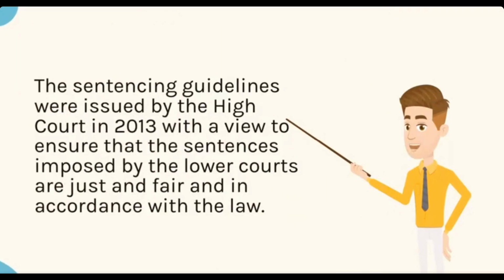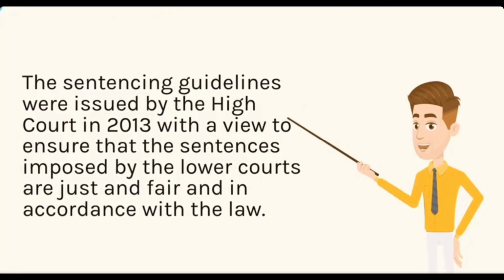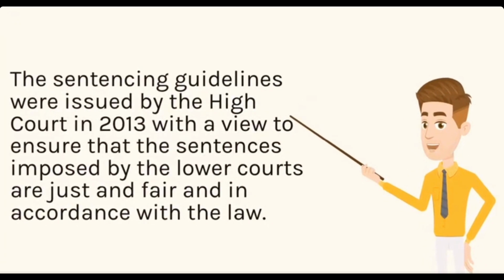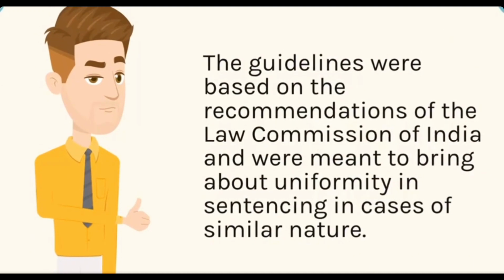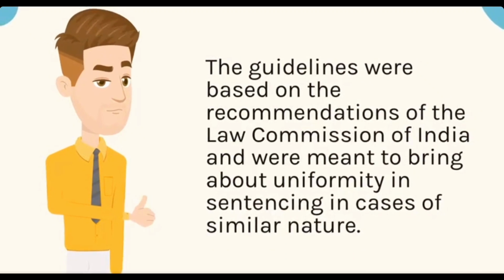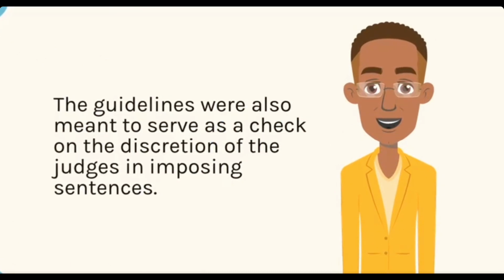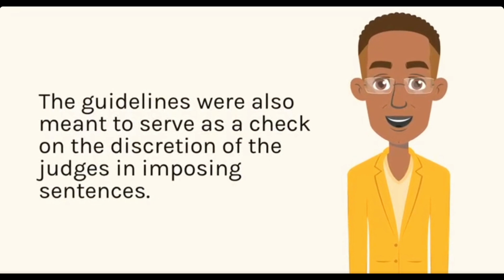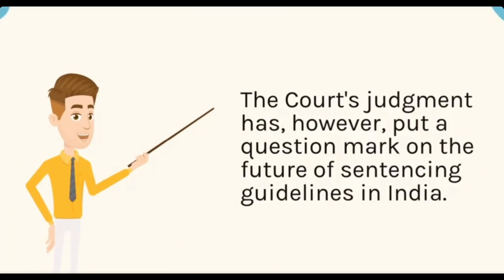The sentencing guidelines were issued by the High Court in 2013 with a view to ensure that the sentences imposed by the lower courts are just and fair and in accordance with the law. The guidelines were based on the recommendations of the Law Commission of India and were meant to bring about uniformity in sentencing in cases of similar nature. The guidelines were also meant to serve as a check on the discretion of the judges in imposing sentences. The court's judgment has, however, put a question mark on the future of sentencing guidelines in India.